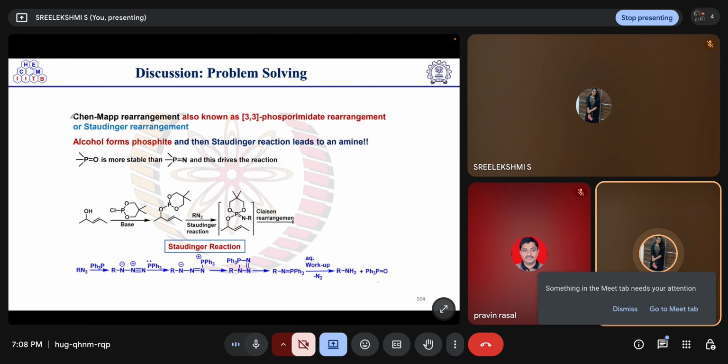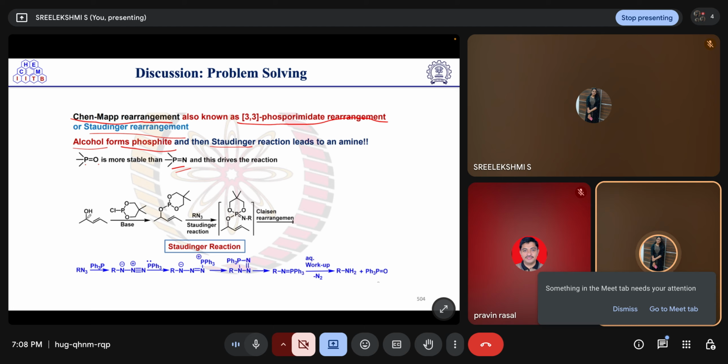Now, the next reaction is this Chenma rearrangement. That is the 3,3 phosphorimidate rearrangement, or we call it the Staudinger rearrangement. Firstly, this alcohol forms a phosphite, and then the Staudinger reaction converts that into an amine. As we know, this phosphine oxide P double bond O is more stable than the P double bond N compound, and this is the driving force for this reaction.